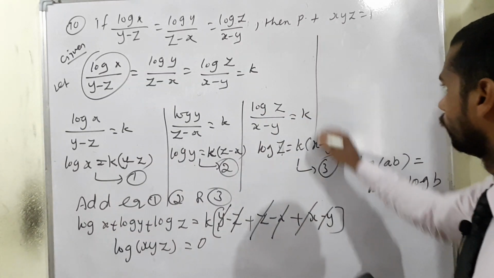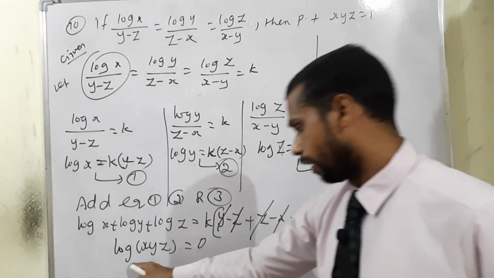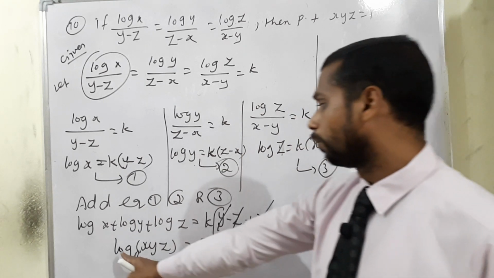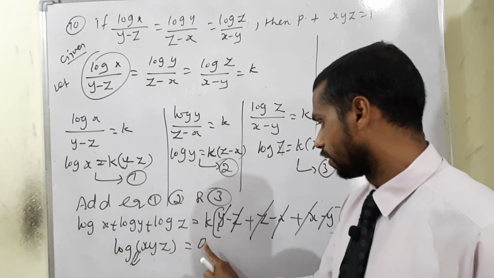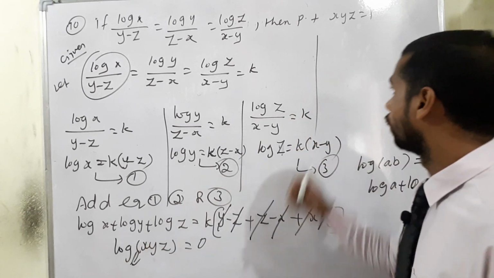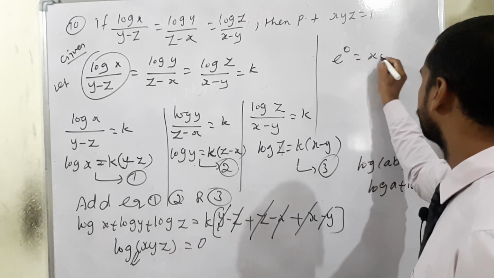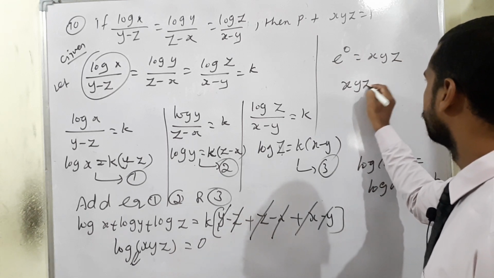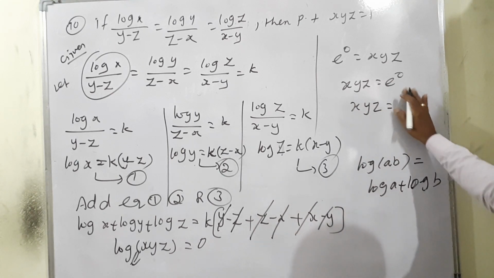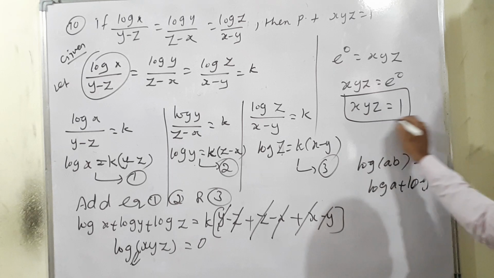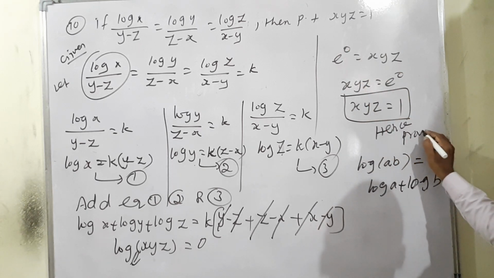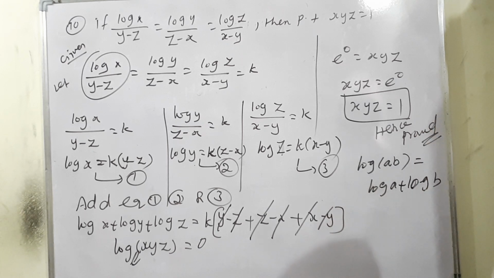There is no base given here, so take it as e. If you remove the log, x y z and 0 interchange, and 0 comes to the exponent. So e to the power 0 is equal to x y z. Anything to the power 0 is 1. This is our proof: x y z is equal to 1. Hence proved. I will continue with the next question.